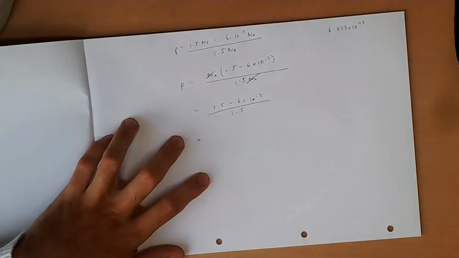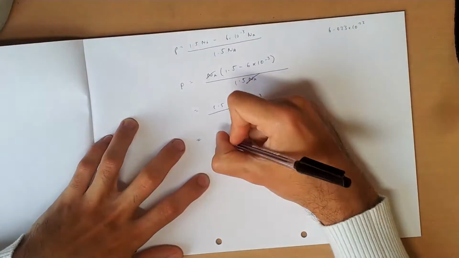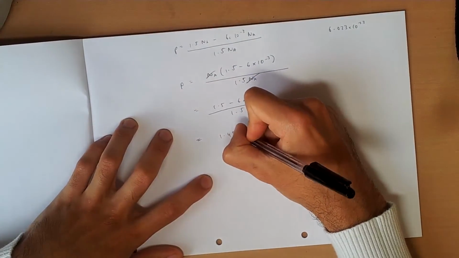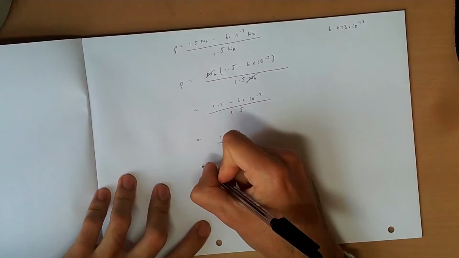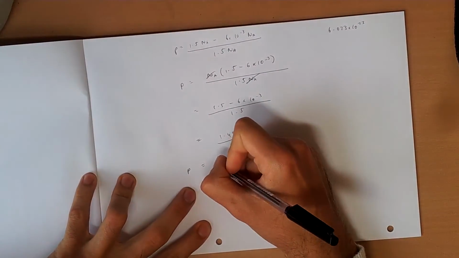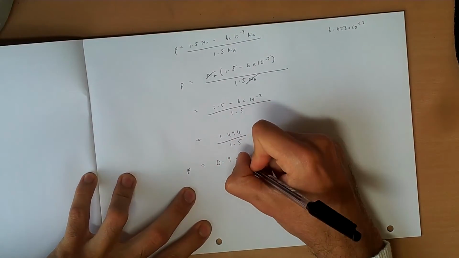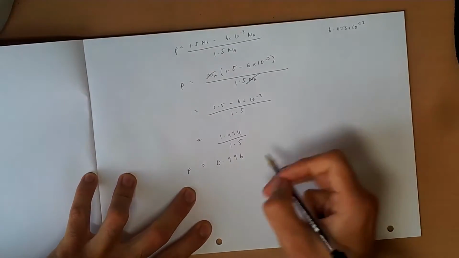And if you put this into your calculator, this is equal to 1.494 over 1.5, which gives our P a value of 0.996.